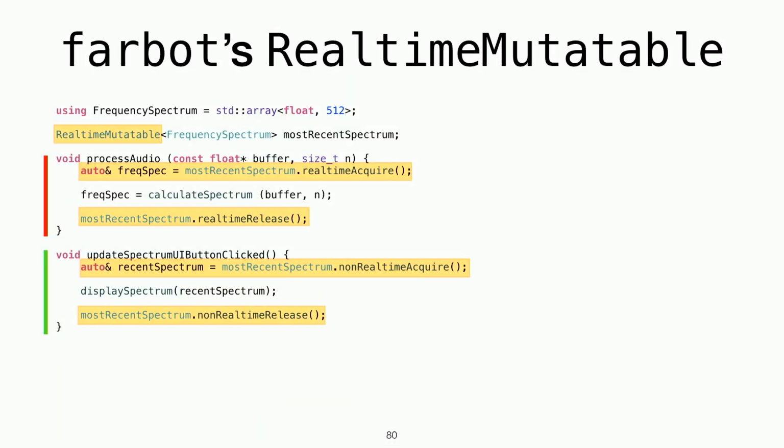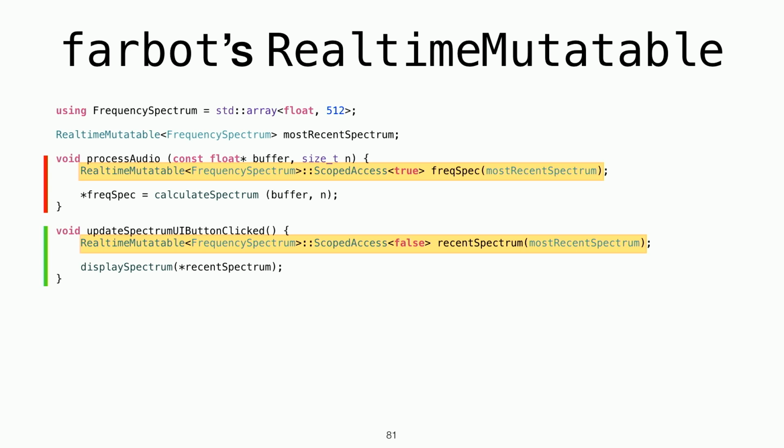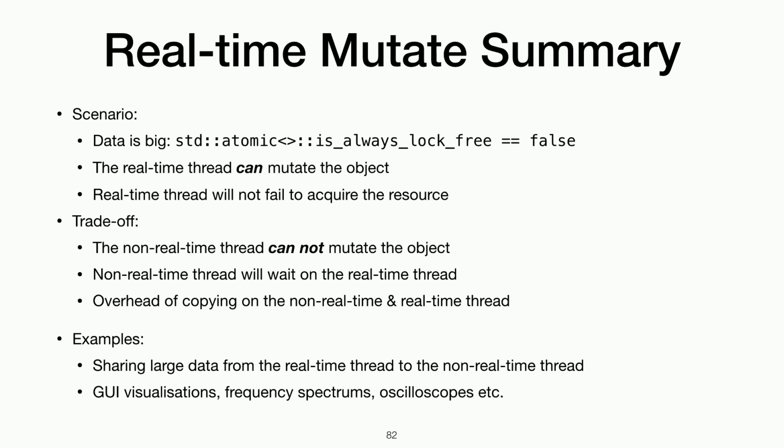And it's exactly the same as the non-real-time object as before. You have this real-time acquire, real-time release, et cetera, and you also have this scoped access thing. But it works exactly as the non-real-time mutatable before. So in summary, again, your data is too big to be wrapped in an atomic.